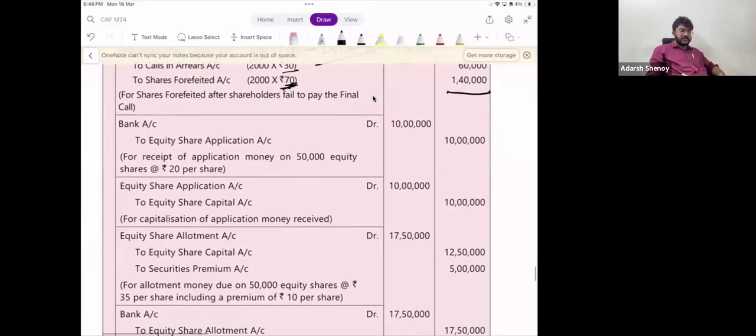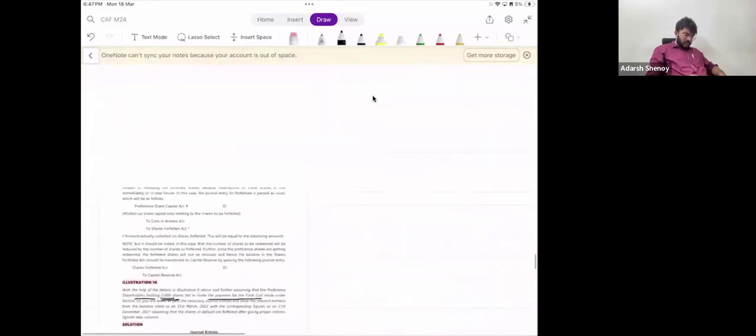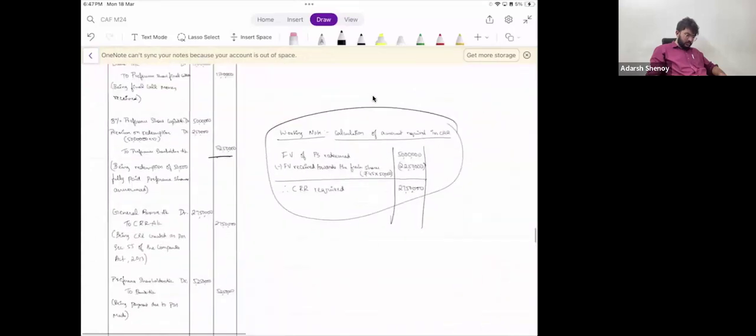Next, this is relating to those rights shares. Bank account debit to equity share application. This is for the rights shares, 50,000 rights shares were there. The same entries which were passed for the previous question, the same thing over here also.